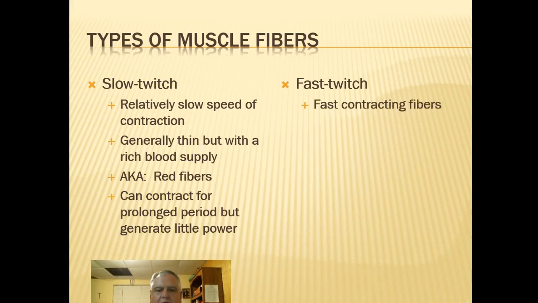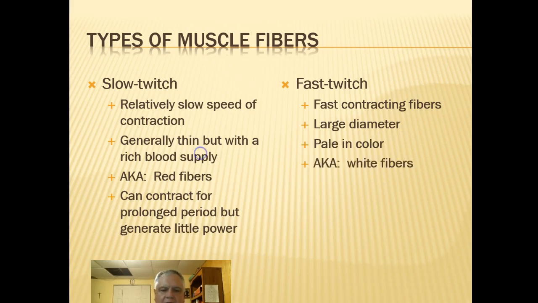Fast twitch muscle fibers, on the other hand, are, relatively speaking, faster contracting fibers, so they contract much more rapidly. Fast twitch muscle fibers, generally speaking, have a larger diameter than slow twitch muscle fibers, but they are generally paler in color. They don't have as rich a blood supply. Because they're paler in color, they are referred to as white fibers, although they're not white, they're kind of a pinkish coloration.